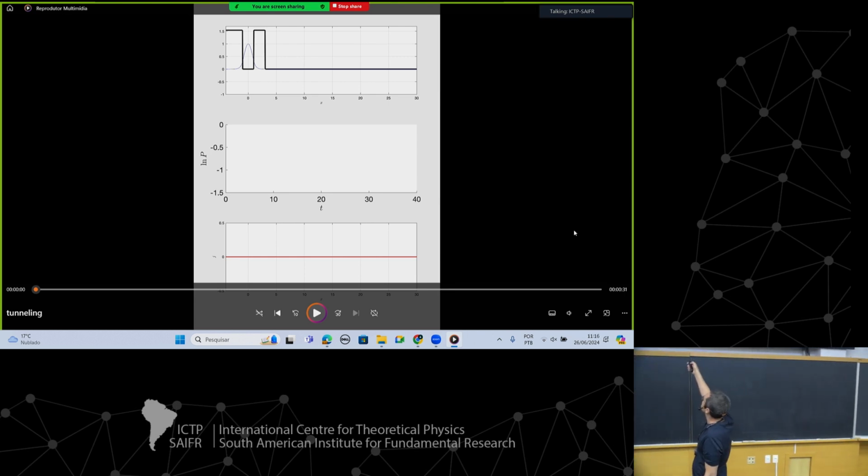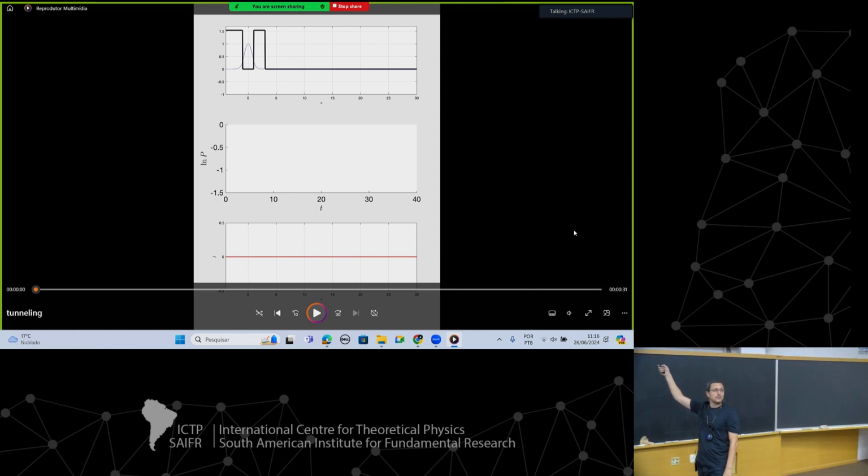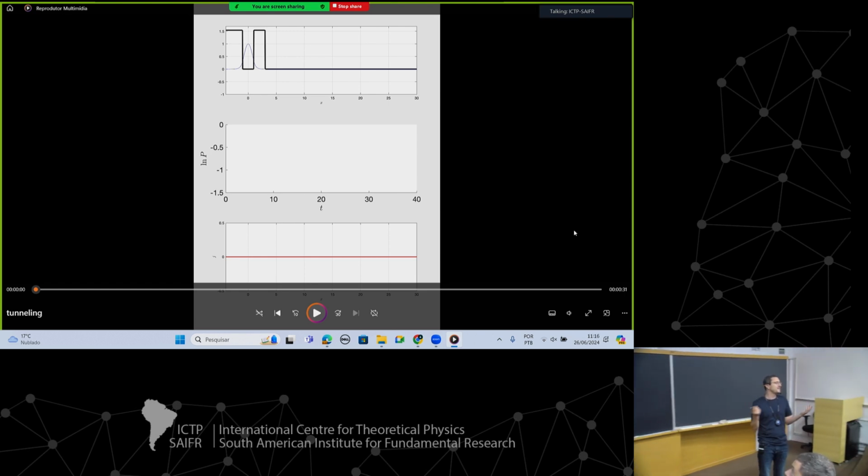Great, my ground state. This is how I start. Now, that's the top panel. I'm going to let time run. And what I'm doing is simply solving the one-dimensional Schrodinger equation to see what the wave function does.